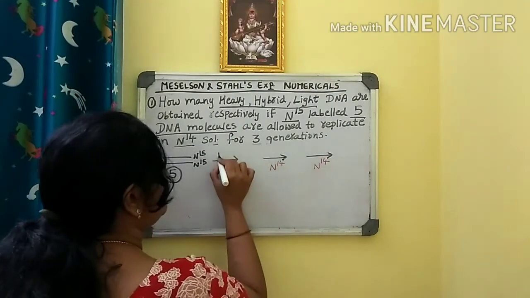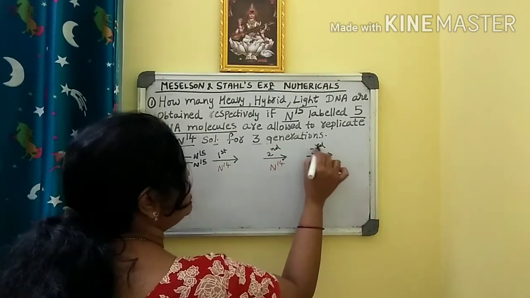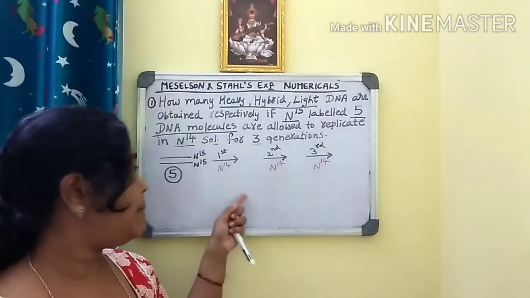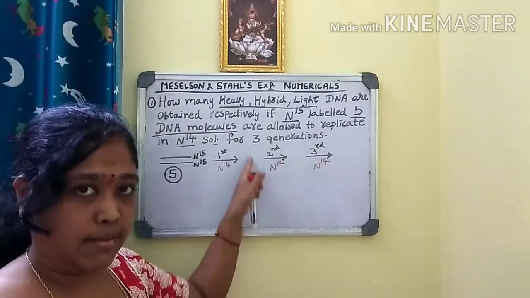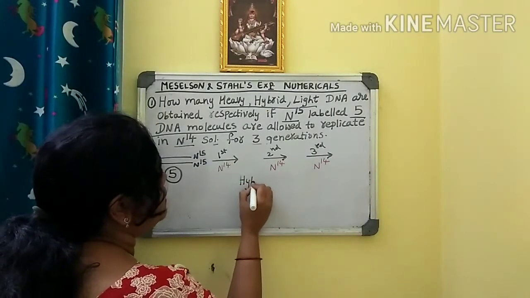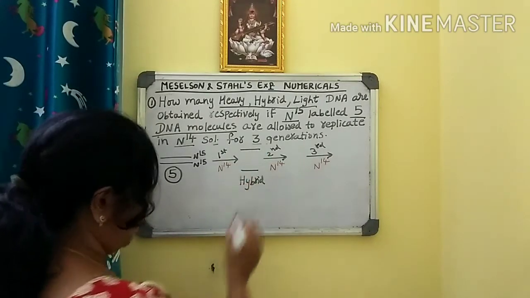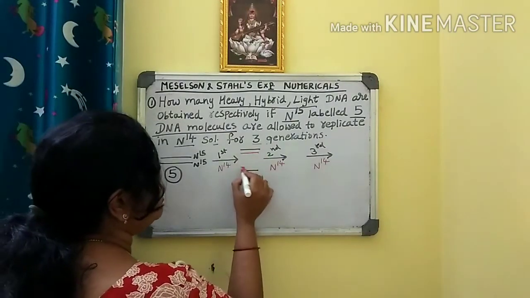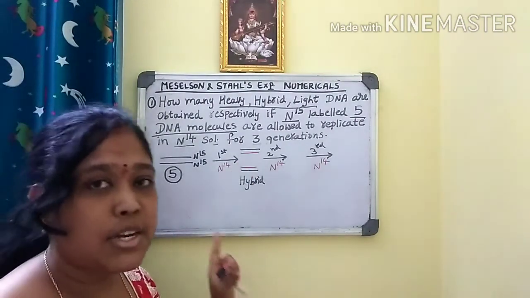So this is the first generation, this is the second generation, and this is the third generation. If N15 labeled DNA is allowed to replicate in N14, definitely all the DNA molecules you get in the first generation will be of hybrid type, as the parental strand is heavy isotope N15 type and the source they are getting is N14. So definitely all the molecules formed will be of hybrid type.